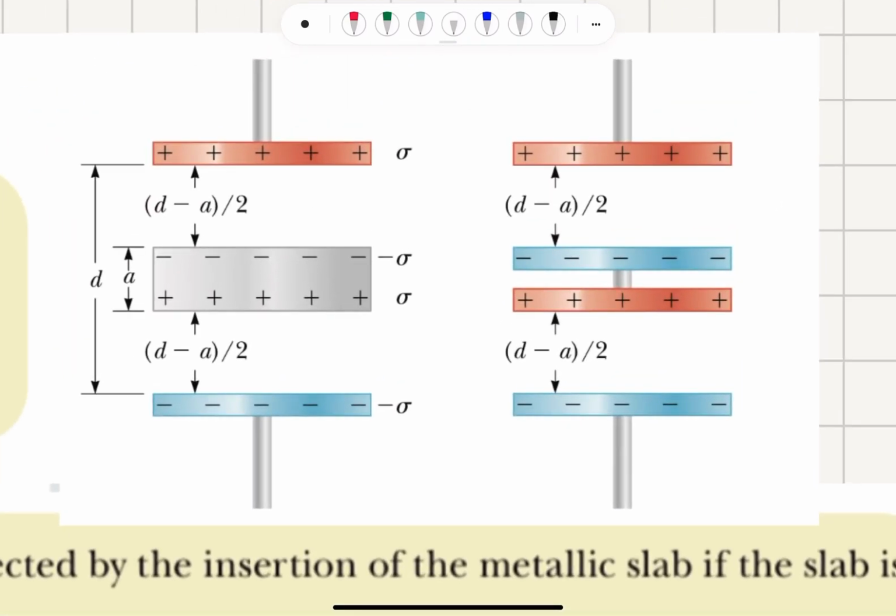Now when I insert this metallic slab, because of the positive charges on this side, the mobile electrons inside the metal will flow towards the positively charged side, so a negative charge density develops on this side and a positive charge density on the other side. The surface charge density sigma here will induce a minus sigma on this side and plus sigma on this side. So this is equivalent to two capacitors connected in series, where the distance between the plates is (D minus a) over 2.